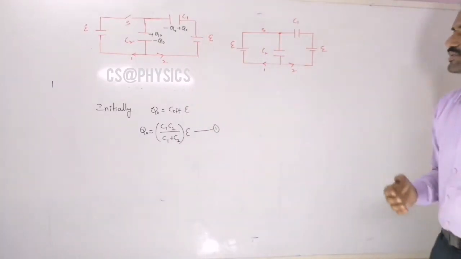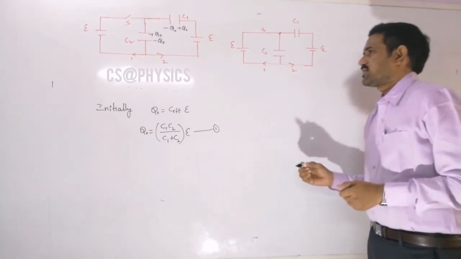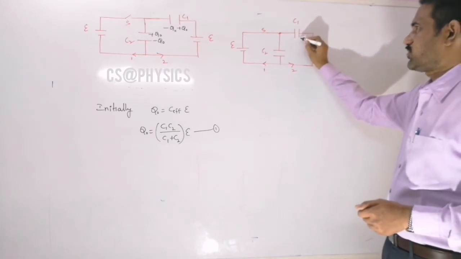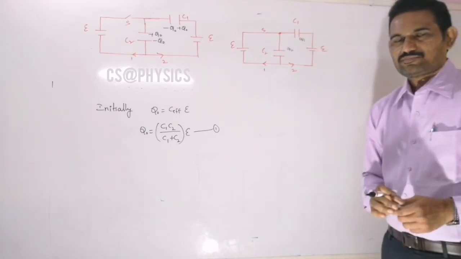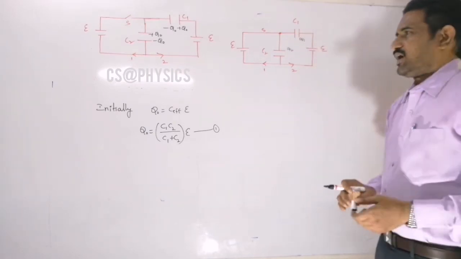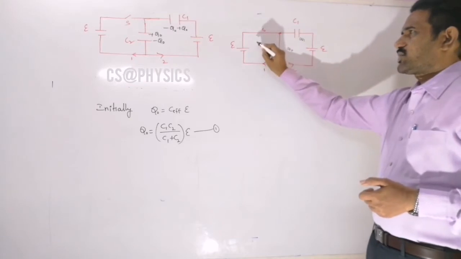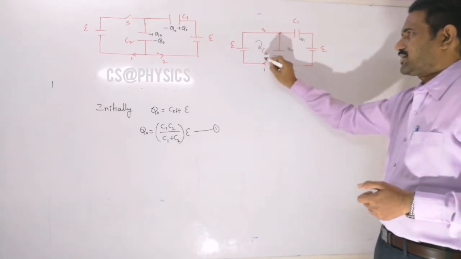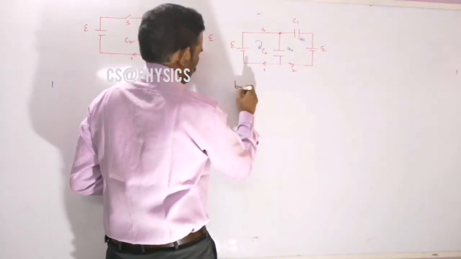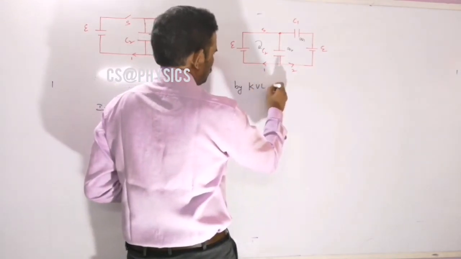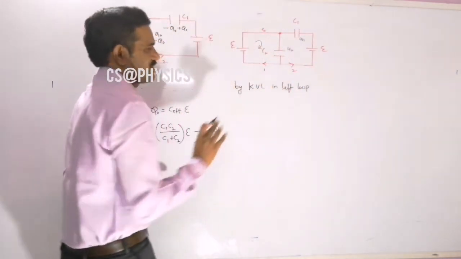Now we need to find how much charge is present on those capacitors. I am taking the charge on this capacitor as Q1 and the charge on this capacitor as Q2, because the charges may differ. So now let us find Q1 and Q2. To find them, let us apply the Kirchhoff law in this loop. I am writing this Kirchhoff law, KVL, in the left loop.